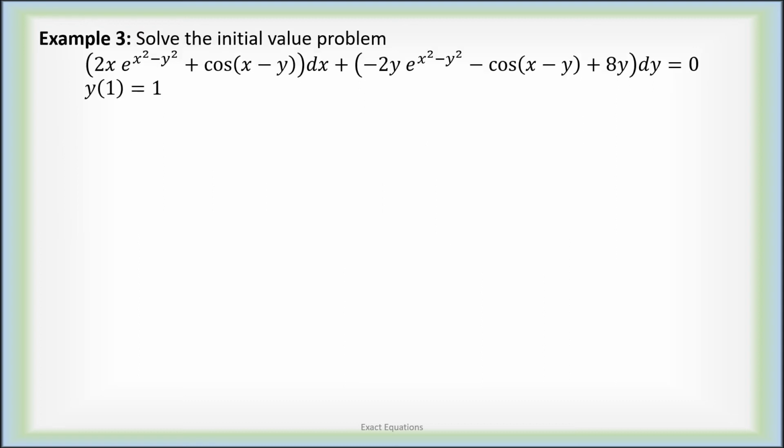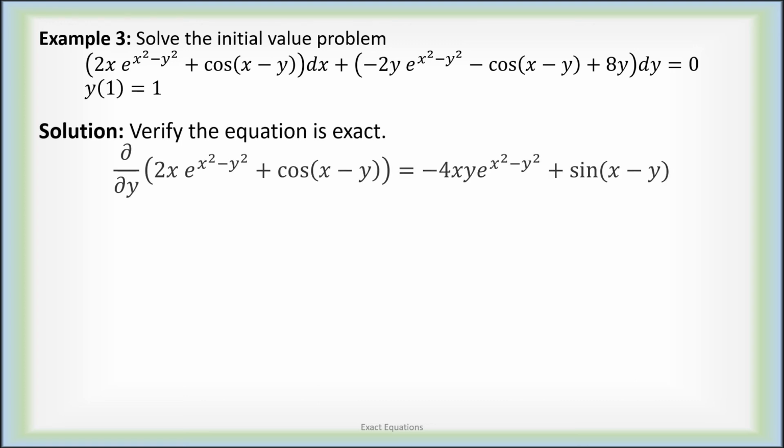Next up, let's do another example. Here's an initial value problem. We have an expression dx plus another expression dy equals 0 with the initial value that y of 1 equals 1. As before, check that it's exact. So we take d by dy of the first expression.